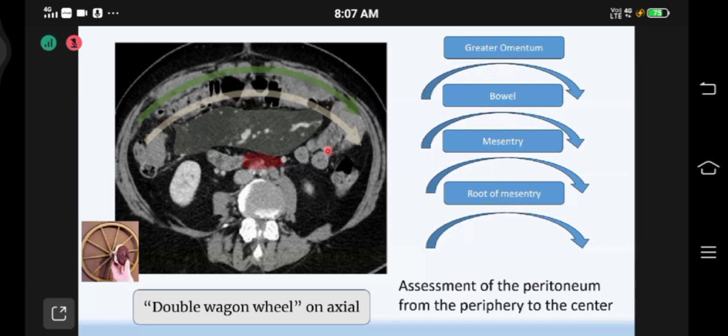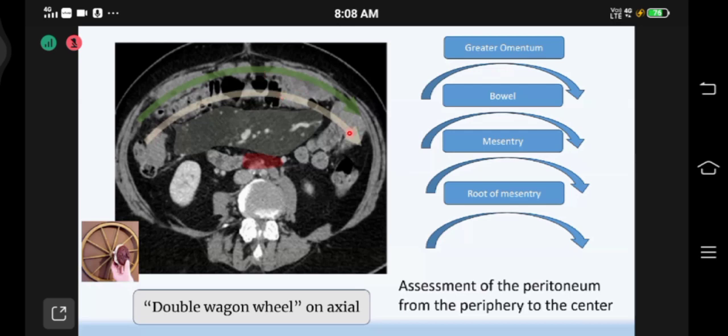You can see the skin, subcutaneous fat, and the abdominal wall, and just behind that you find a layer, this particular green area. This area forms the greater omentum, which forms the first outer ring of the wagon wheel. Then we have the bowel loops here, so this forms the second.